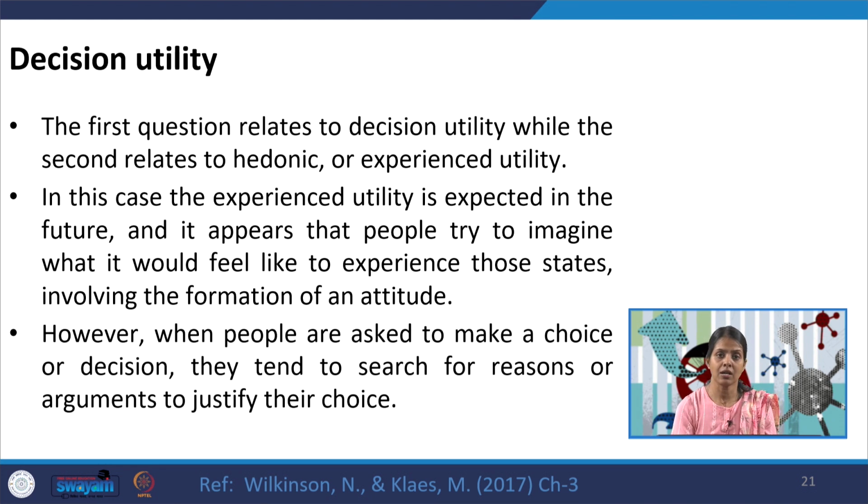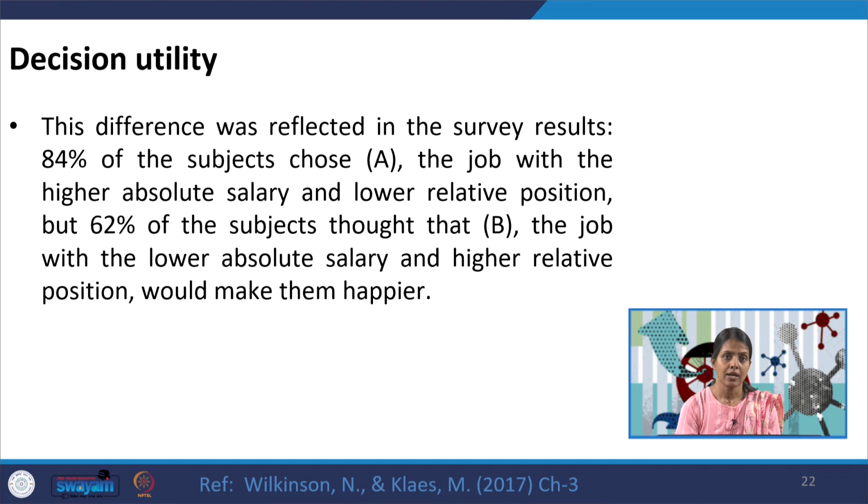However, when people are asked to make a choice or decision, they tend to search for reasons or arguments to justify their choice. The difference was reflected in the survey results. 84% of the subjects chose A, the job with the higher absolute salary and lower relative position, but 62% of the subjects thought that B, the job with the lower absolute salary and higher relative position would make them happier.